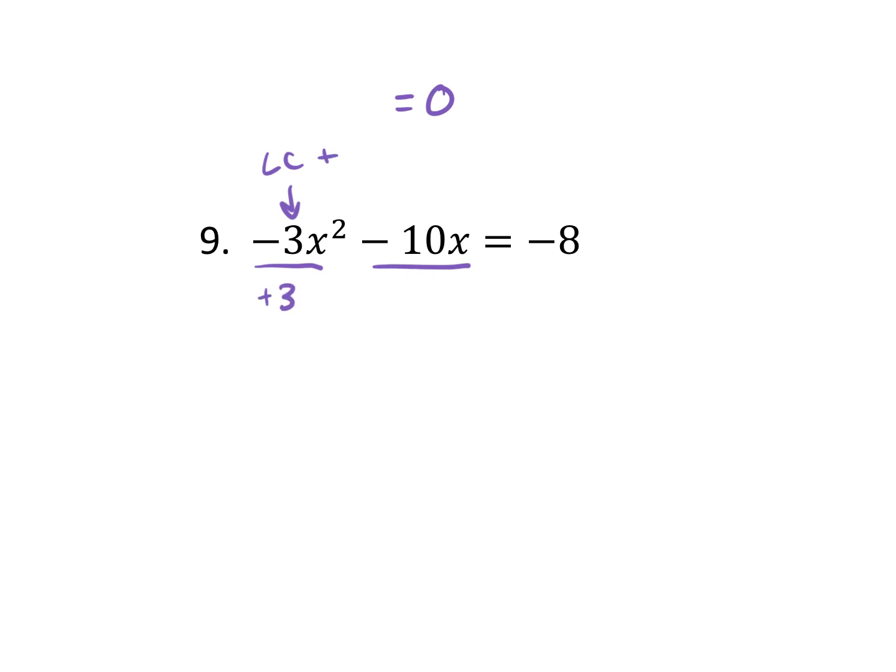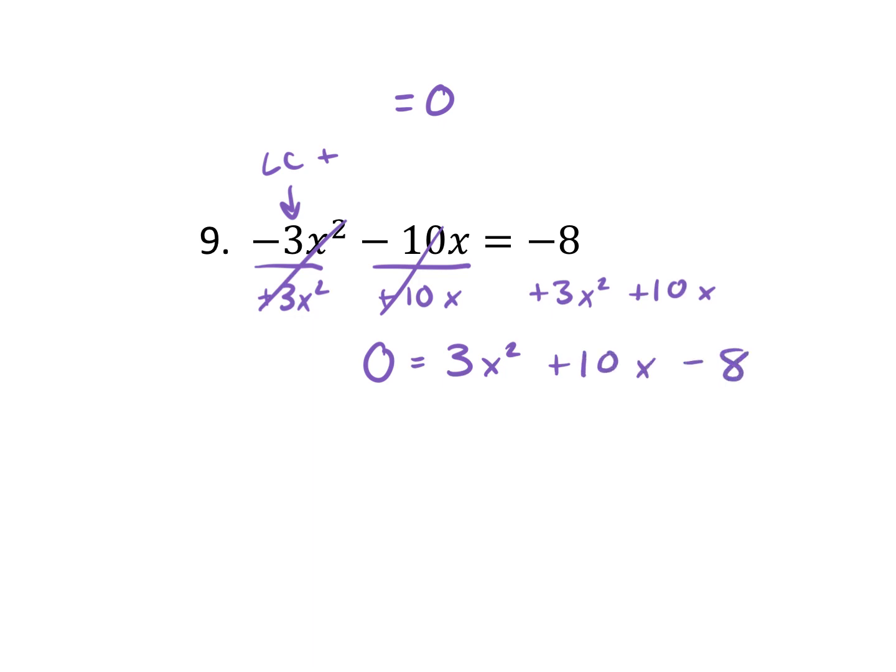So let's add 3x squared to move it to the other side and add 10x. So we get 0 is equal to, when we write it, just make sure you put it in standard form. So 3x squared plus 10x minus 8. Perfect. When we start with a leading coefficient that's not 1, we have to multiply the first times the last. So what's 3 times negative 8? Negative 24.